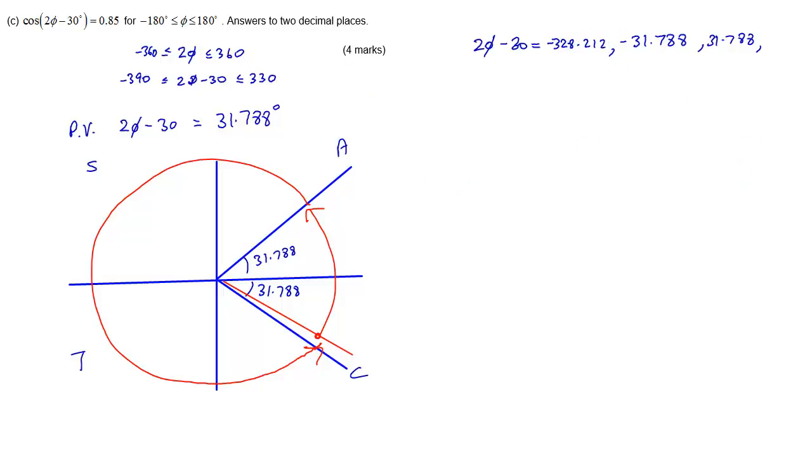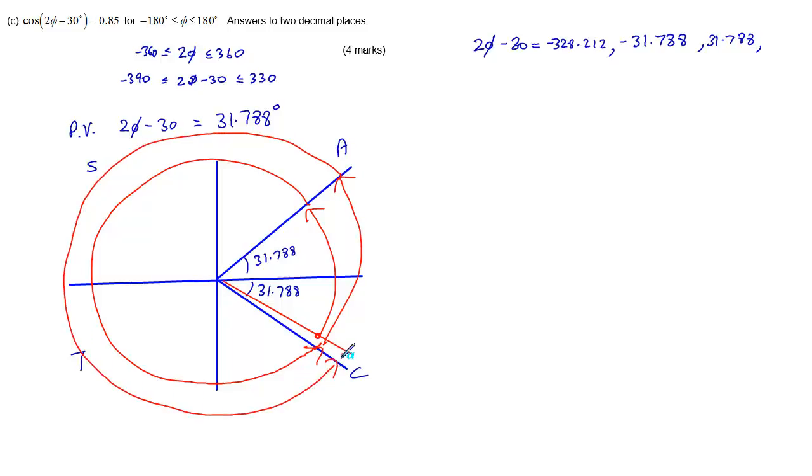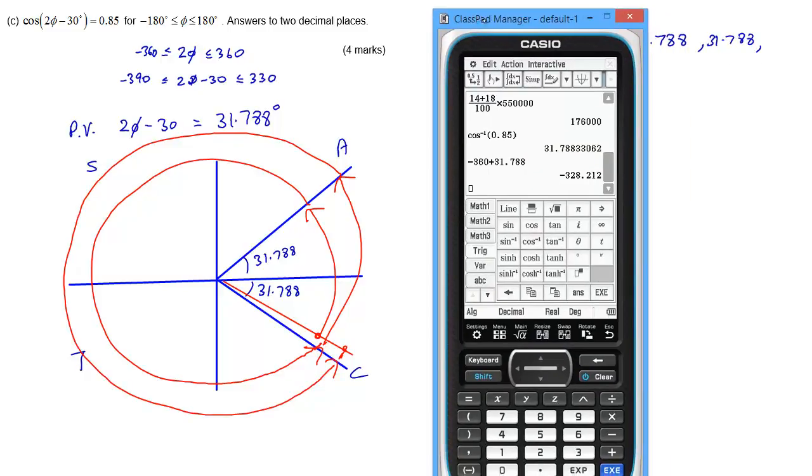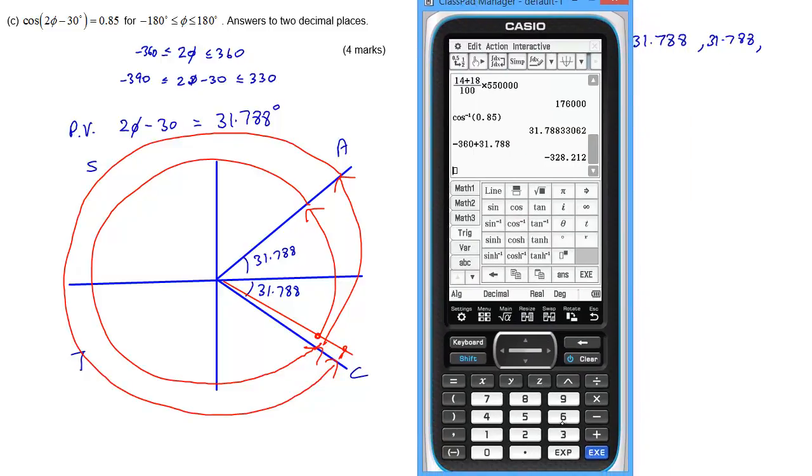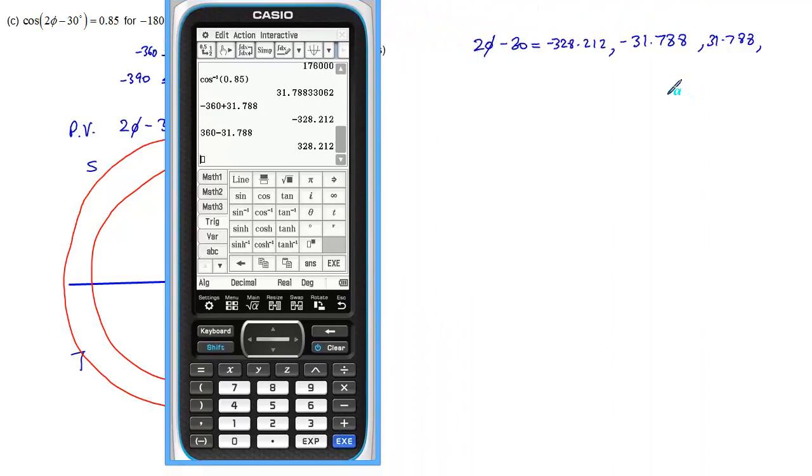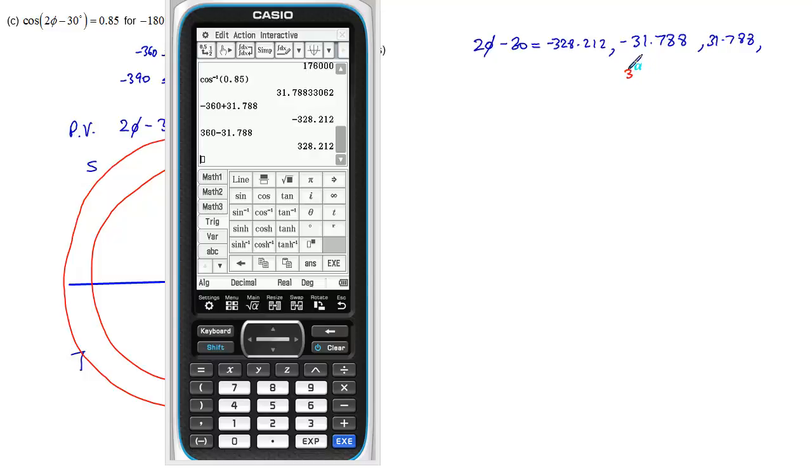And then the final one, we just found that one, that was the 31.788, and then the final one is when we get to here, and we'd stop just there. So that one is going to be at 360, take away this one, 328.2. So, let's go back to the blue pen, 328.212.